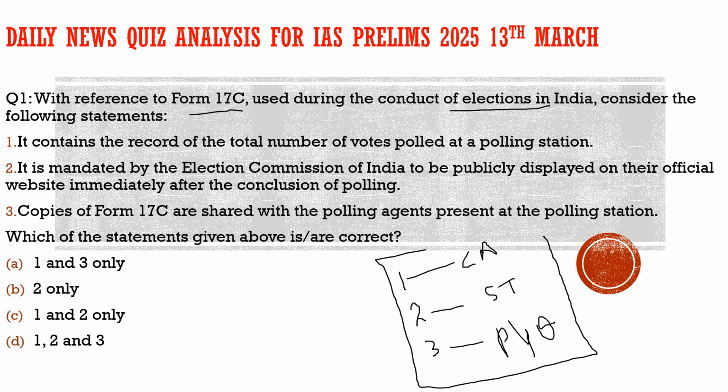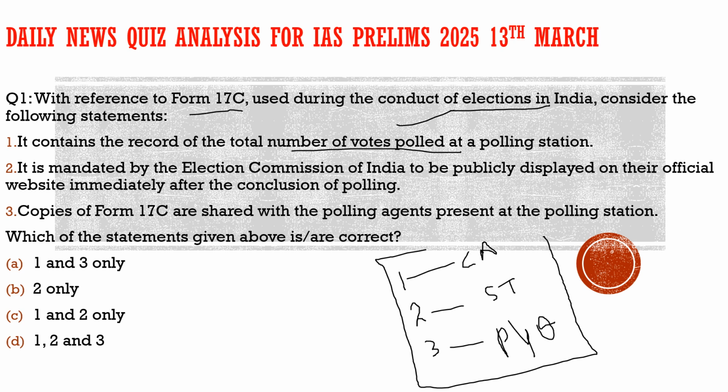The first statement: it contains the record of the total number of votes polled at a polling station, 100% correct. It contains the record of the total number of votes polled at the polling station, or the total number of electors, or the number of people who refused to vote.